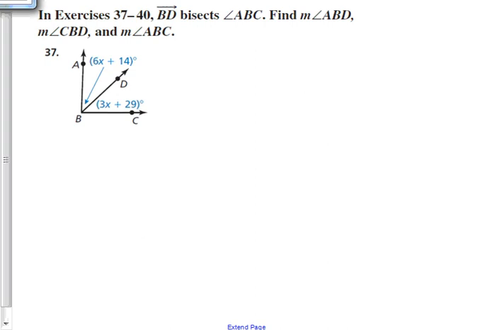Well, the first thing I have to do in order to solve for x is, if I know that this angle and this angle are the same, which I do because I know that the ray BD bisects this whole angle, which means it cuts ABC into two equal parts. So if I know that they're equal to each other, I'm just going to set them equal to each other. I know that 6x plus 14 is equal to 3x plus 29.